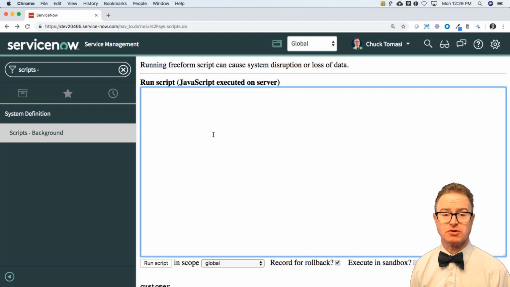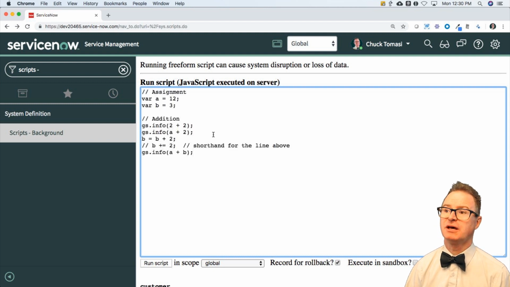Minus, obviously, to subtract 2 numbers. Multiplication, division, and modulo, which gives you the remainder after a division is done. We'll see that in this example here. Let me paste this in, and it starts out with just 2 variable assignments. A is 12 and B is 3. I love these numbers because there's so many things you can do to 12.